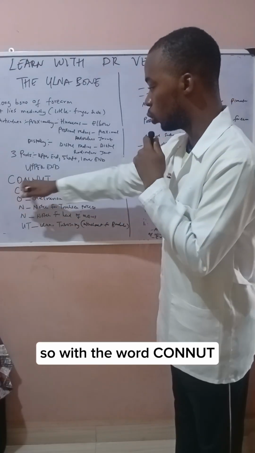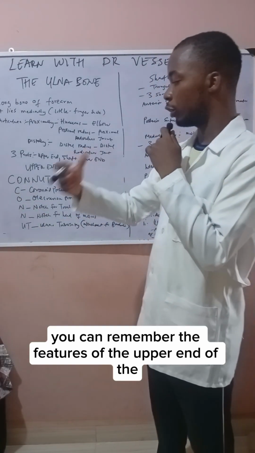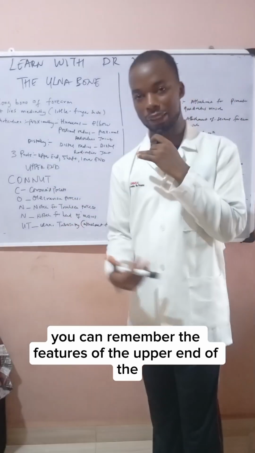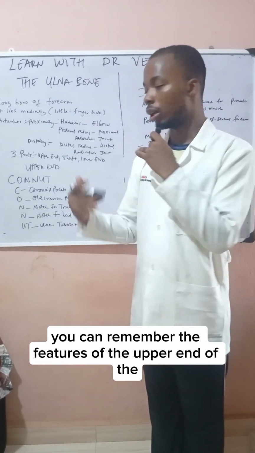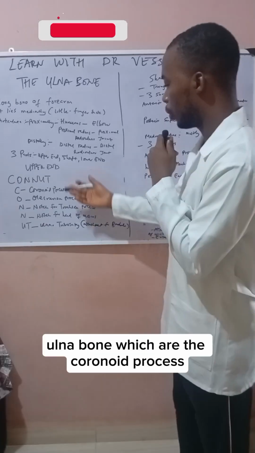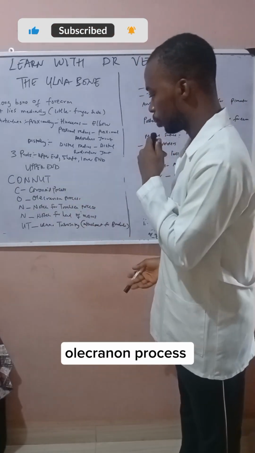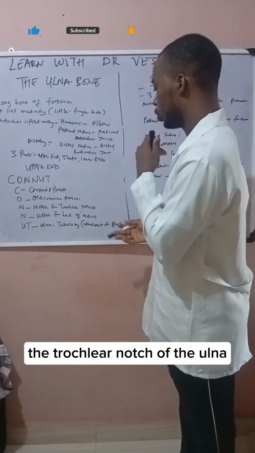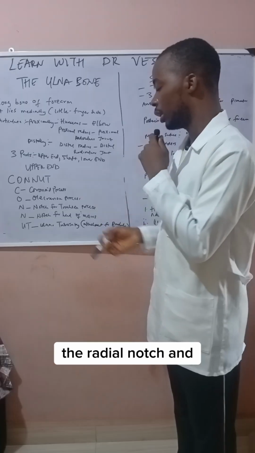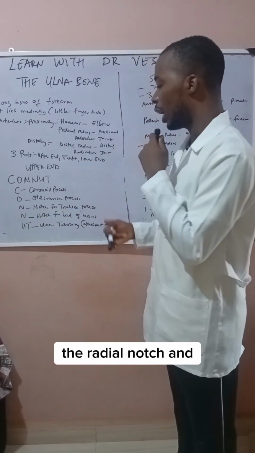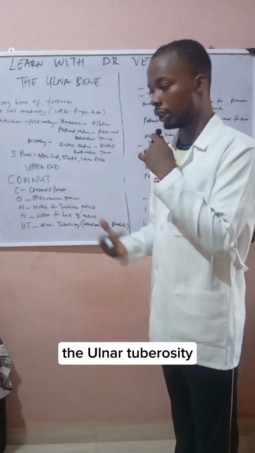So with the word CONNUT, you can remember the features of the upper end of the ulnar bone, which are the coronoid process, olecranon process, the trochlear notch of the ulna, the radial notch, and the ulnar tuberosity.